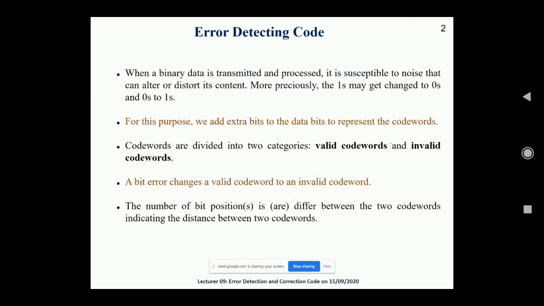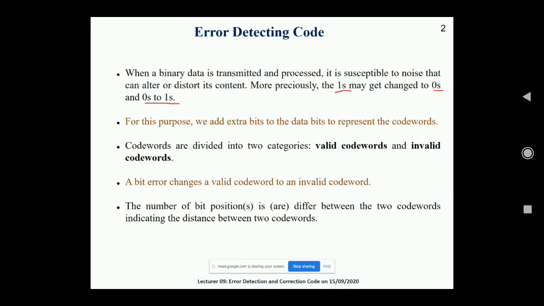What is the main objective of this? Why is an error detecting code required? See the first point. When binary data is transmitted and processed, it is susceptible to noise that can alter or distort its content. More precisely, the ones may get changed to zeros, and vice versa, zeros changed to ones.